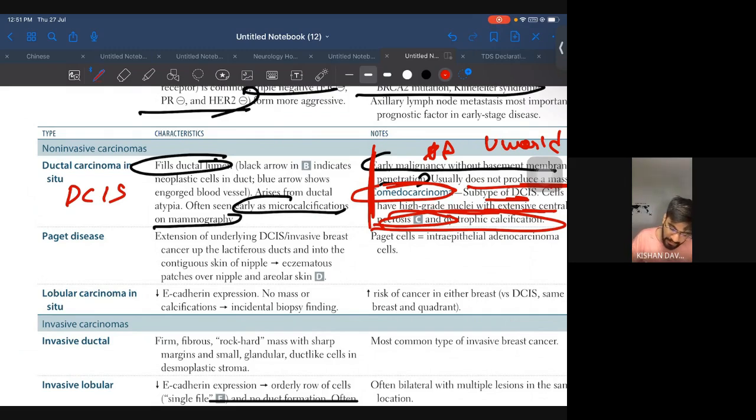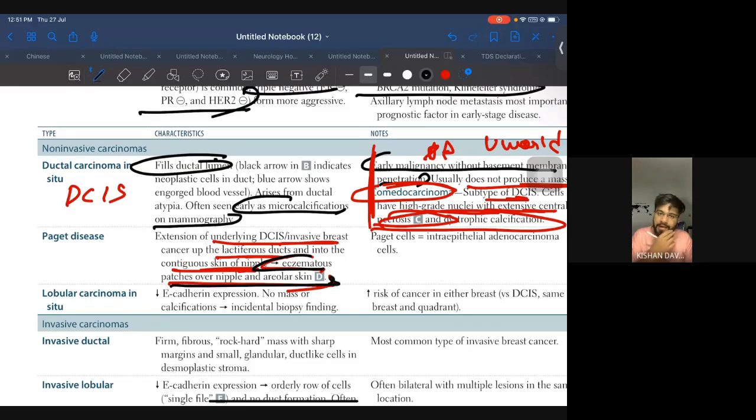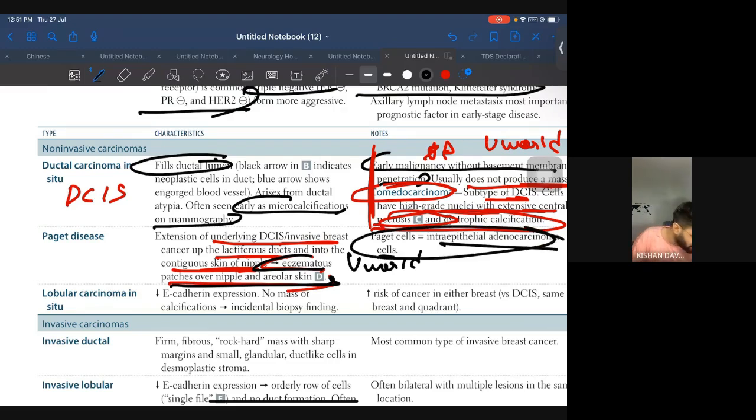Coming to Paget disease, extension of underlying DCIS or invasive breast cancer up to the lactiferous duct and into the contiguous skin of nipple. Okay, so eczematous patches over nipple and areola skin. This line is important. Eczematous patches over nipple and areola skin. There are a lot of questions in UL. Okay, intraepithelial adenocarcinoma cells. This is important. Another one line, write it down. Nipple ulceration and erythema.